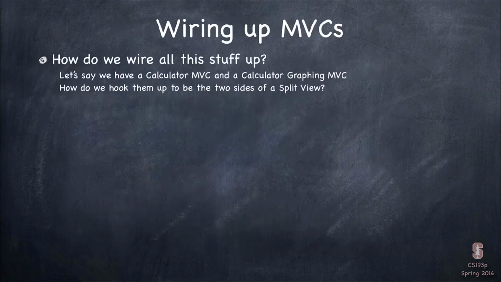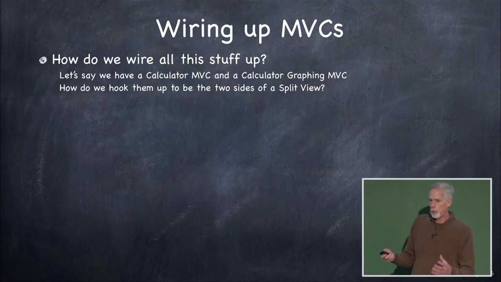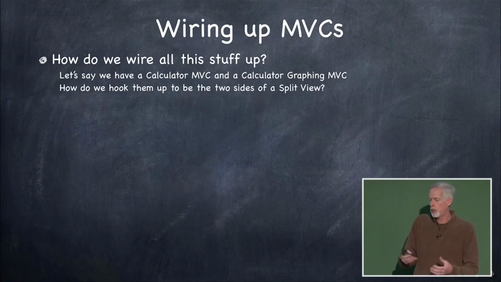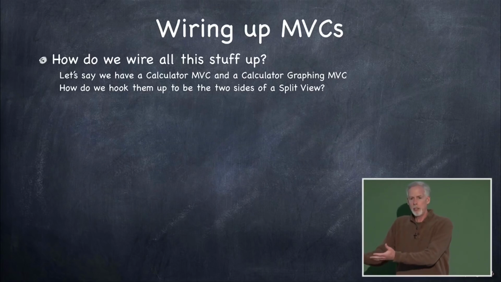So how do we wire up these MVCs? How do we get this all set up? Let's take a look at split view and briefly navigation controller. And then in our next lecture, we'll talk about how we transition between these various MVCs, especially in navigation controller. How do we put more things on the stack? How do we make it go to the next thing?